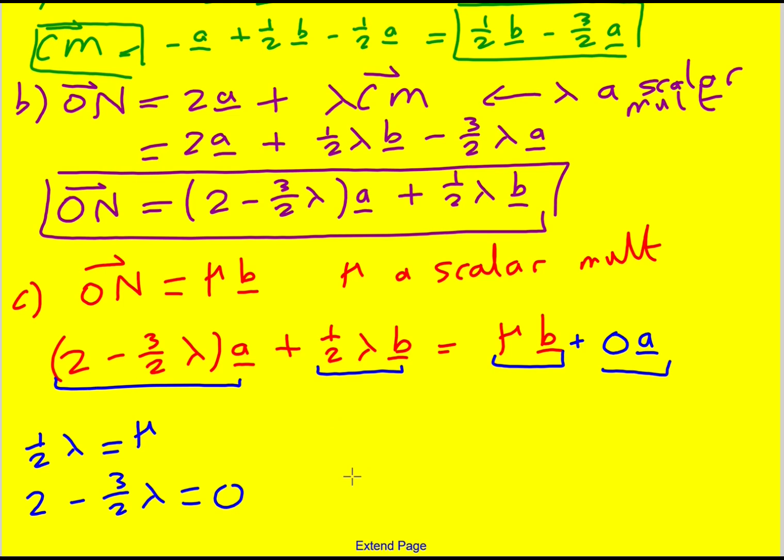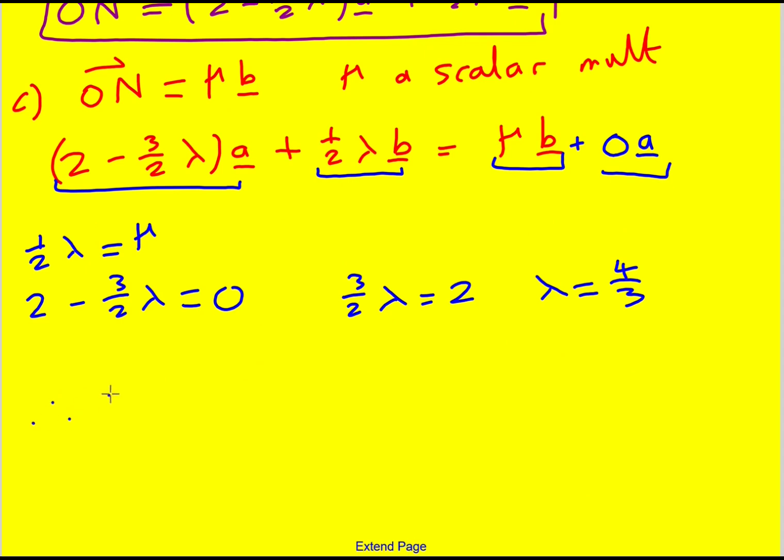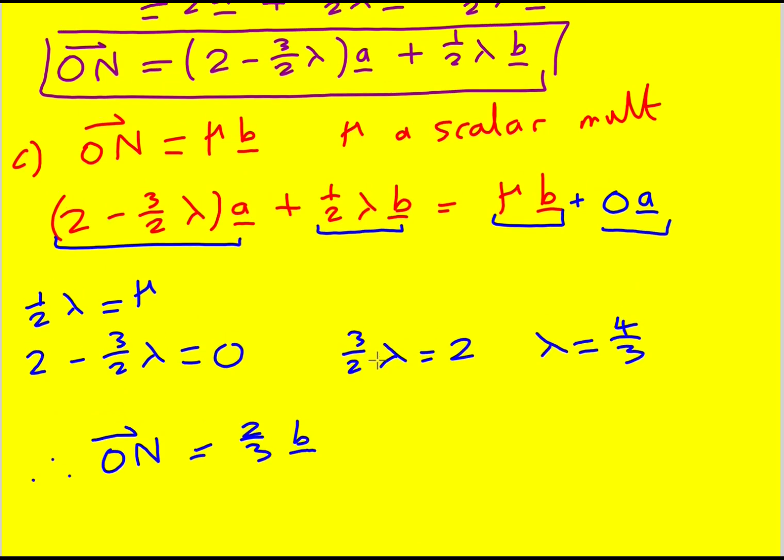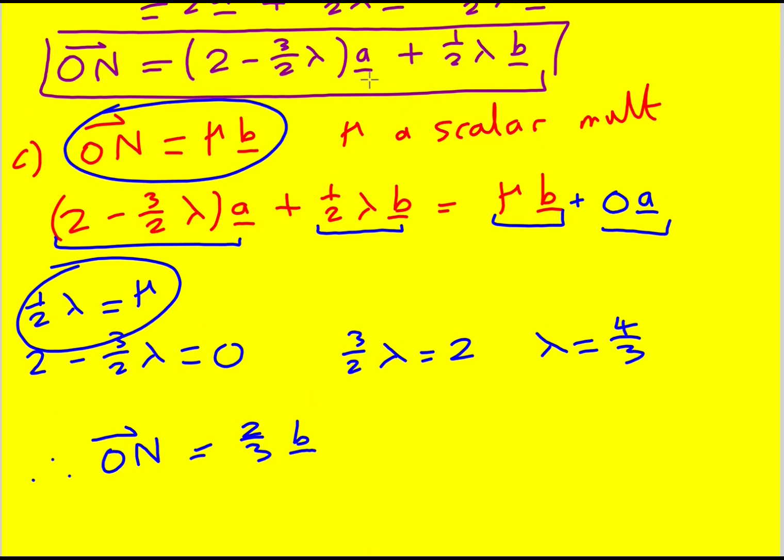So that means 3 over 2 lambda is going to equal 2. Lambda is going to be 4/3. You then put it back in to get ON. Therefore, ON is going to be this bit 0. Remember, it's a half of 4/3. It's going to be 2/3 B. The alternative is to work out what mu is by doing a half of lambda and then putting it back into this one. You get exactly the same thing.